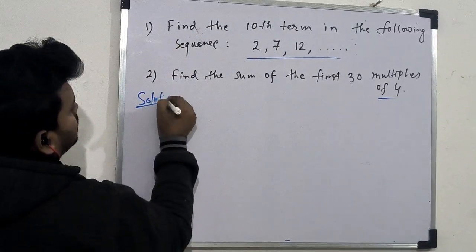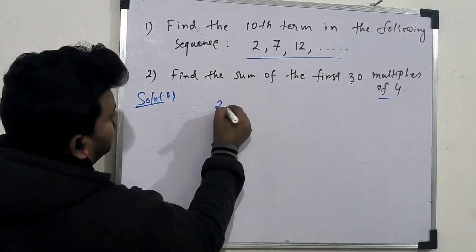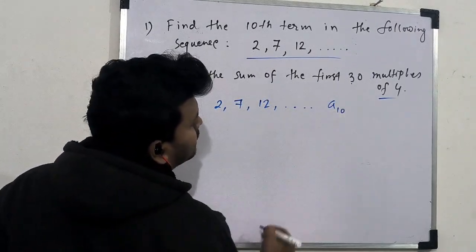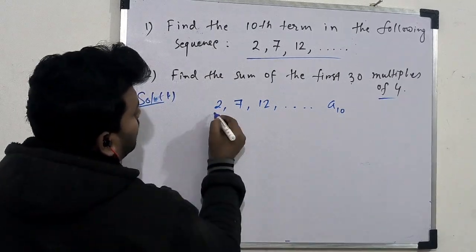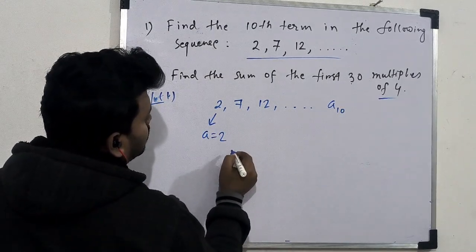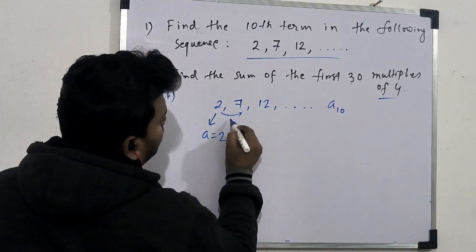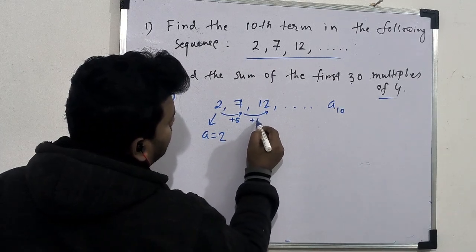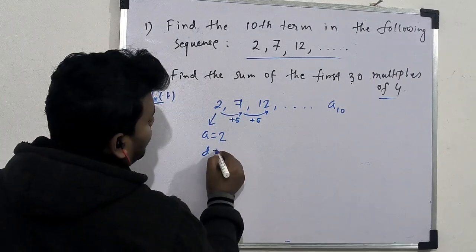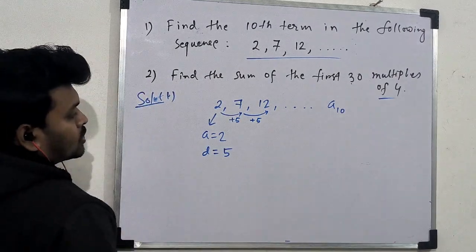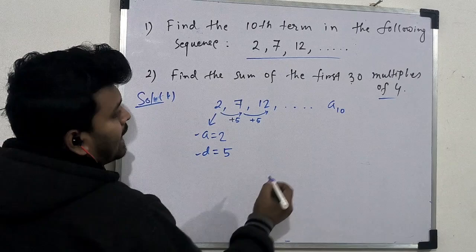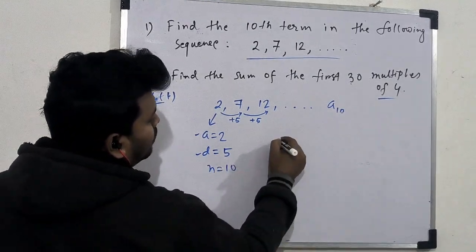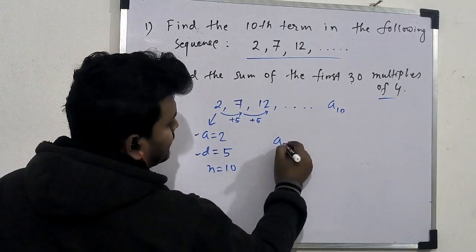Solution of 1. Okay? So the given sequence is this. We have to find the 10th term, that is a10. So here the first term is 2, that is a equal to 2. And we get the second term by adding 5 to the first term, and we get the third term by adding 5 to the second term. So therefore the common difference is 5. So we have a and d, and we have to find n equal to 10. So now we find an, that is a10.